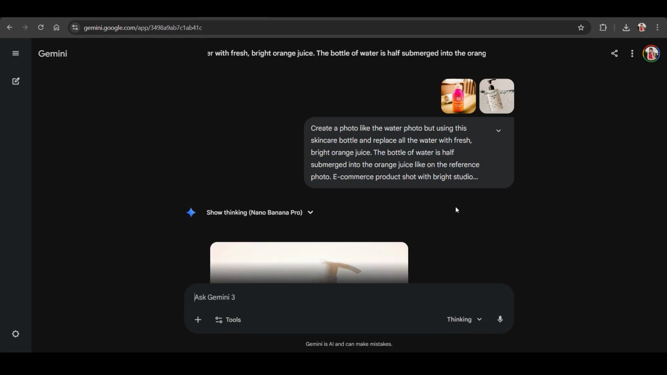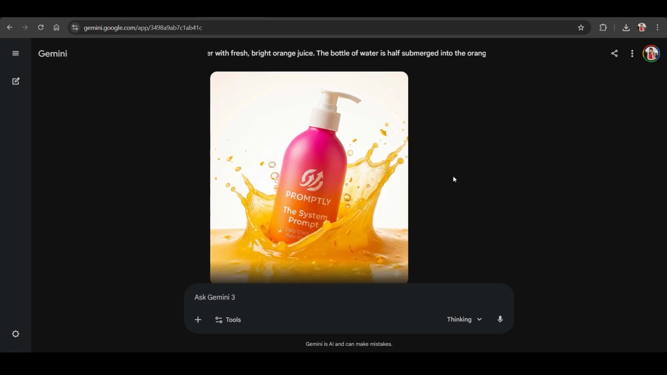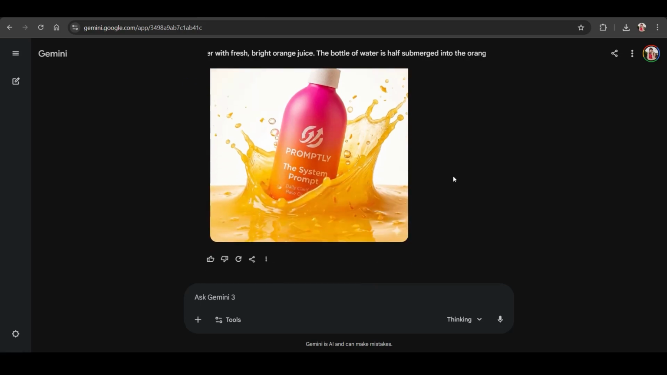Similar results. Thinking mode is prioritizing product photography logic over my specific layout instruction. It assumes a good photo must show the whole brand, so it fixes my composition by lifting the product out of the juice. Now let's look at iterative refinement.